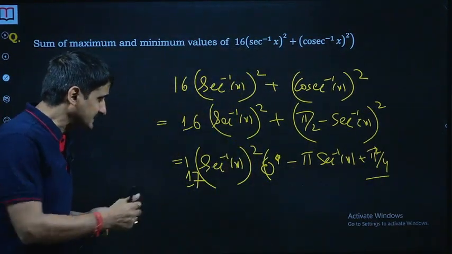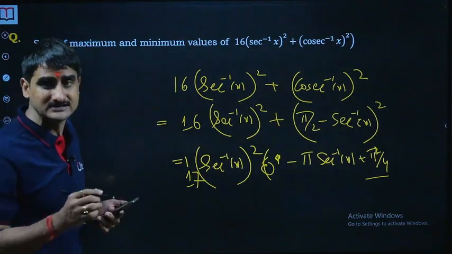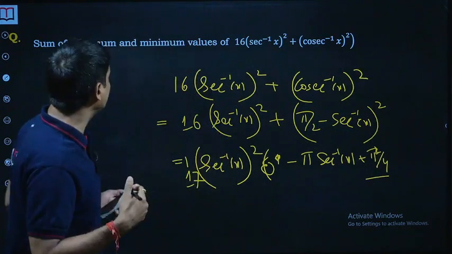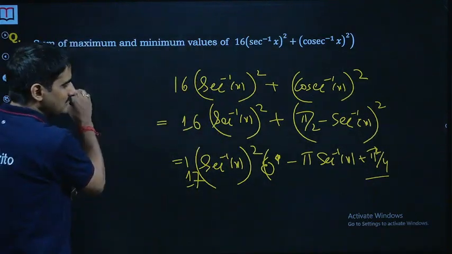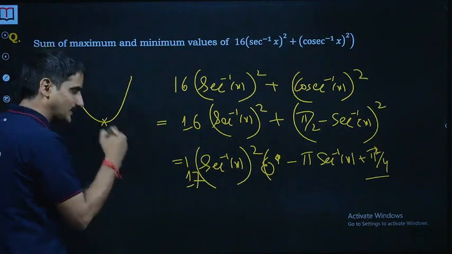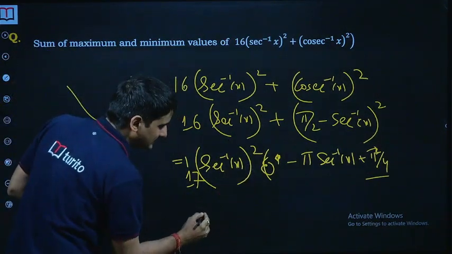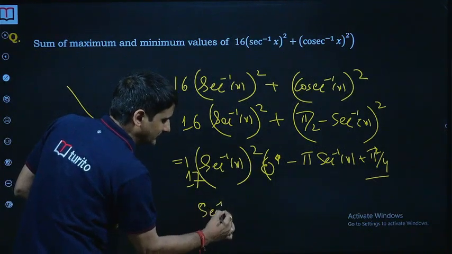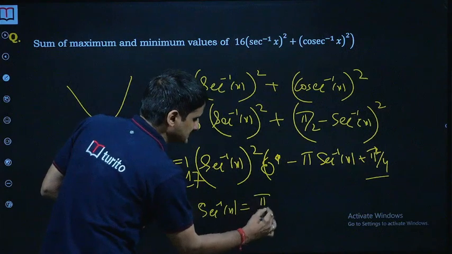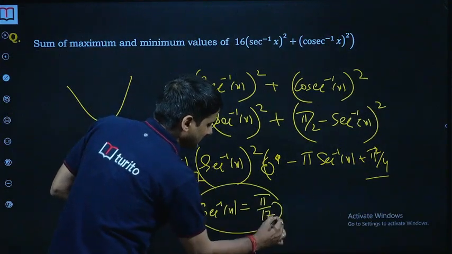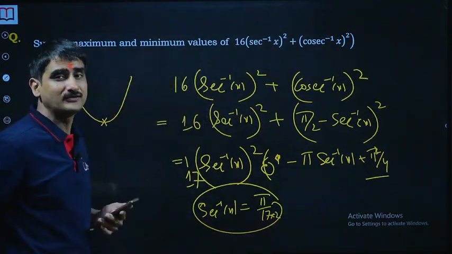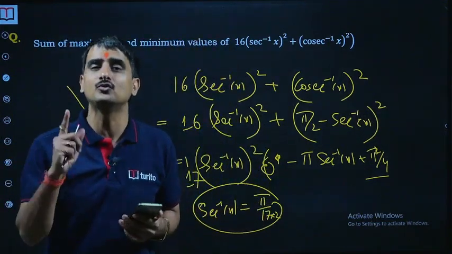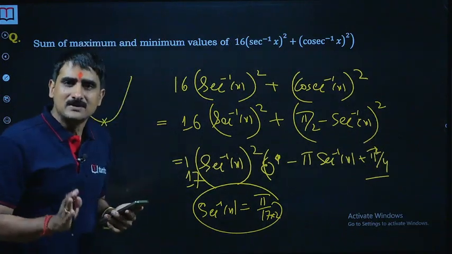You get an open upward quadratic, whose minimum value will be at the vertex. So the vertex is at sec inverse x equal to pi by 17 into 2. You remember the vertex of a quadratic ax square plus bx plus c is at x equal to minus b by 2a to get the minimum value.